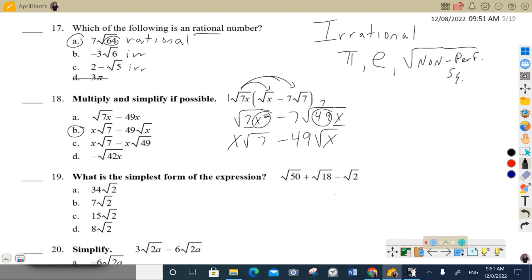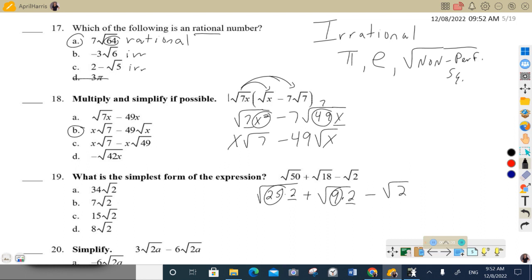Question 19. We've been doing this for a minute. All right? So do y'all know what the biggest perfect square that goes into 50? 25 and 2. That's the perfect square. That's not. What's the biggest perfect square that goes into 18? 9 and 2. Perfect square, not. And then square root of 2 cannot be broken down, so we just rewrite it.